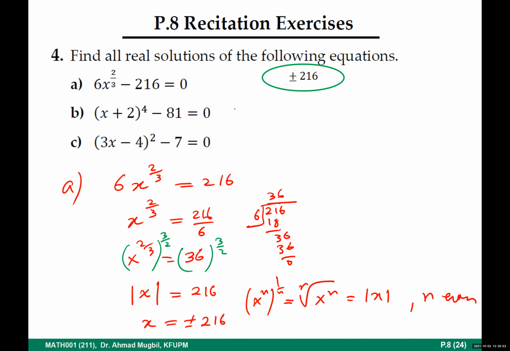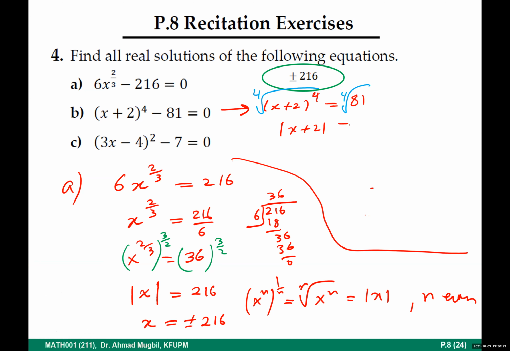Here, ya shabab, the idea is the same. It will be (x plus 2) all to the power 4 equals to what? 81. Now, this means that you will raise both sides to the power 1 over 4. Take the fourth root of both sides. Then you will get what? The absolute value of x plus 2 equals, what is the fourth root of 81? 3. Now this means that x plus 2 is positive or negative, which means that x plus 2 is 3 or x plus 2 is negative 3.